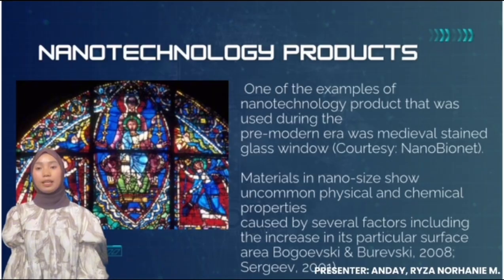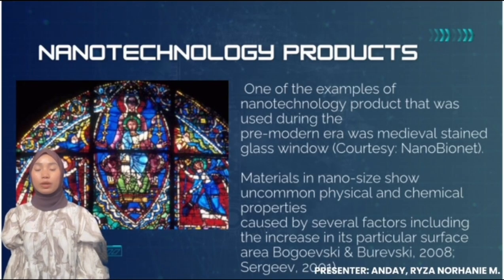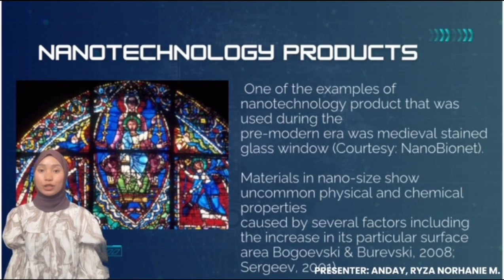One example of a nanotechnology product that was used during the pre-modern era was medieval stained glass. In this particular window, there was already nanotechnology invention. Hindi lang nila alam yun, pero nagagawa na pala nila. They could manipulate things at the nanoscale, such as this medieval stained glass. Kaya nagkakaroon ng color because some elements or chemicals inside of it are in a nanoscale.